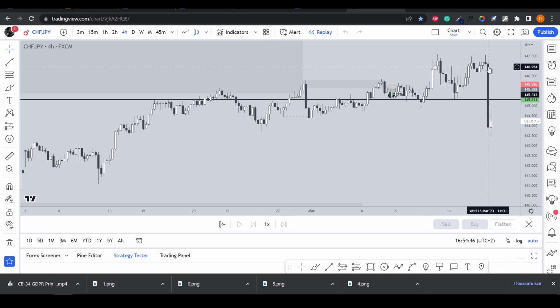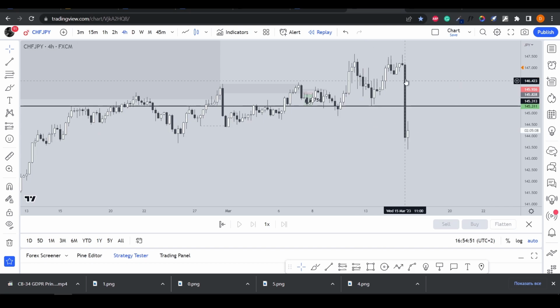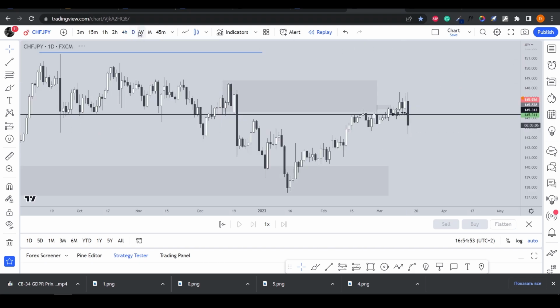And right now it's like beyond, even beyond this range. It mitigated above, and it seems that we can start to see some bearishness, but we will see later.